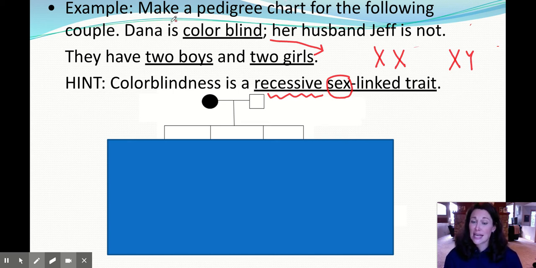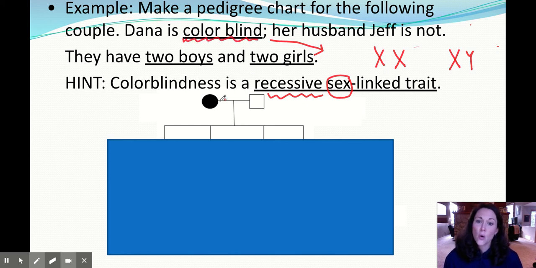So this says, make a pedigree chart for the following couple. Dana is colorblind. Her husband, Jeff, is not. They have 2 boys and 2 girls. So let's take a look at what this could potentially look like. I'm going to have you draw this in your notes. So we're going to first draw a circle for Dana, and we're going to shade that circle in. And you can draw this on the bottom of page 62. And the reason we shade Dana's circle in is because it says that Dana is colorblind.